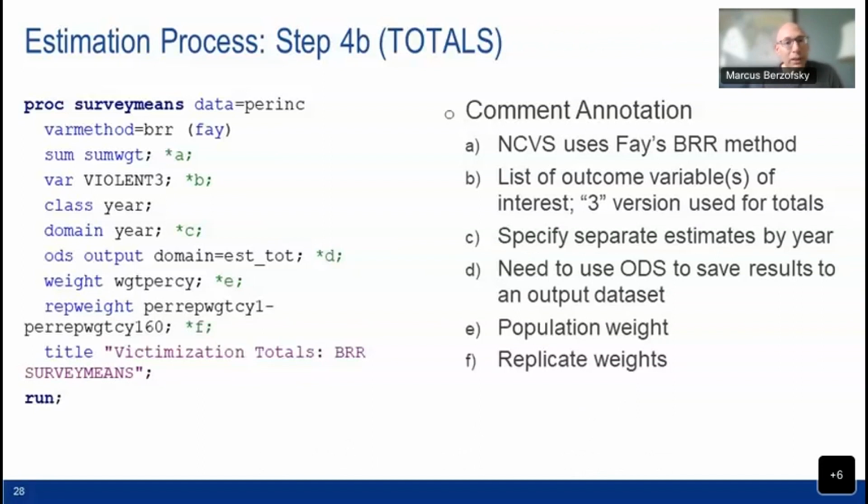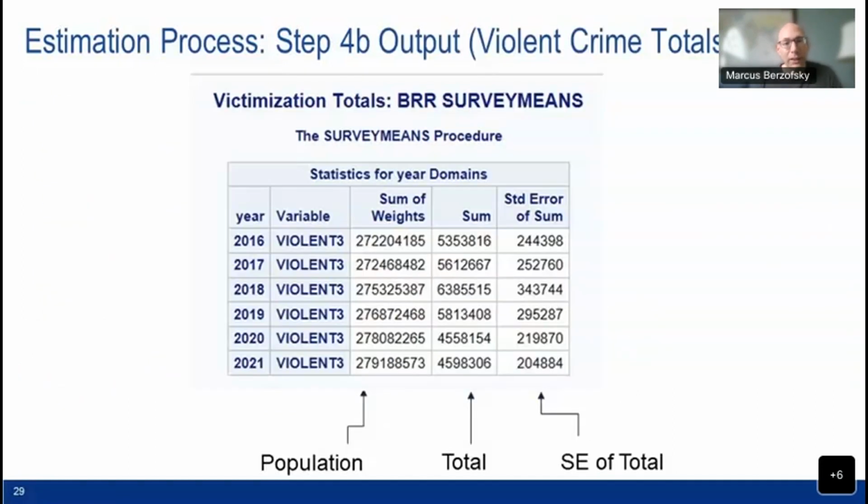Now, quickly, I'll just say in 4B here, this is just totals. The only difference in this slide is in the var statement. It says violent 3 instead of violent 2. But otherwise, the setup is exactly the same. And you can see the difference here is that your sum for violent 3 is now the total.